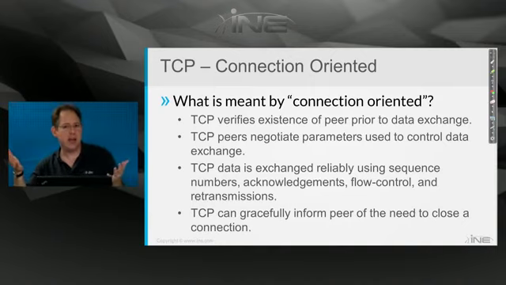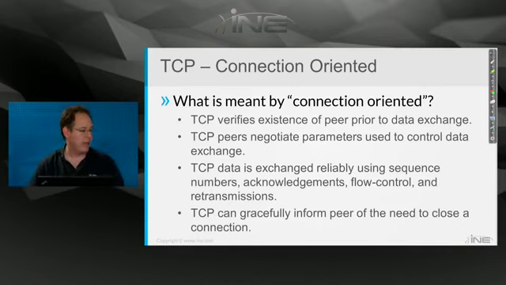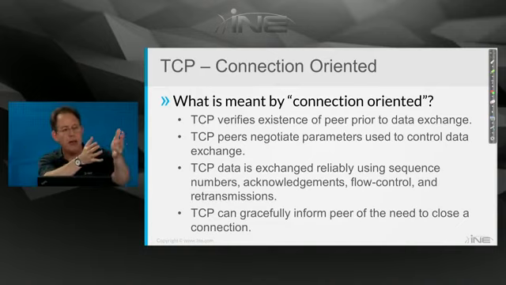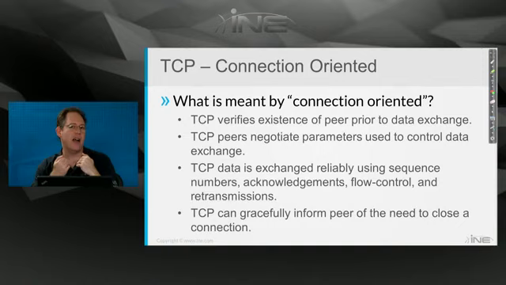Now the handshake is done, and TCP can start going. It can exchange data reliably using sequence numbers, flow control, and retransmission. So TCP says, okay, when I send something to you, I need an acknowledgement back. And as part of that whole thing, let's say you and I are TCP hosts.